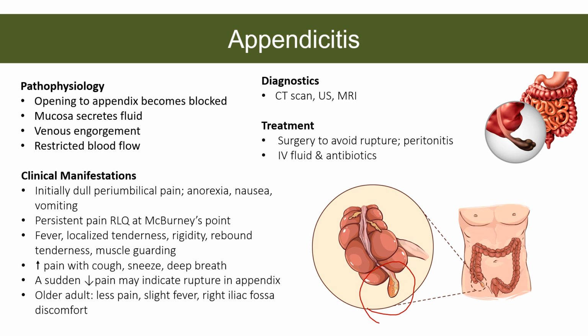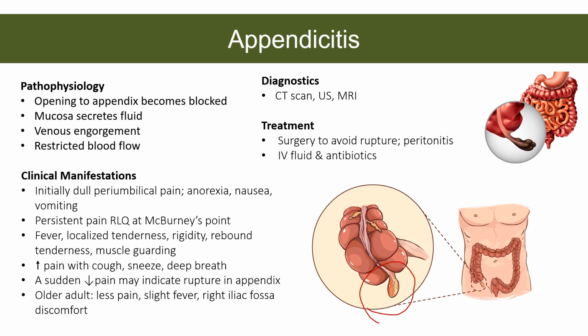And if the patient presents this way and then all of a sudden all of the pain disappears, that may indicate that the appendix actually ruptured. In the older adult, they'll have less pain, they might have a slight fever, and they'll experience pain in the right iliac fossa area. So diagnostics, a CT scan or ultrasound or MRI can be done, and surgery will be done to avoid rupture, because if it ruptures, that's going to leave an opening in the intestine where fecal matter can leak out, and that will lead to peritonitis and ultimately death. Fluid and antibiotics are the treatment.